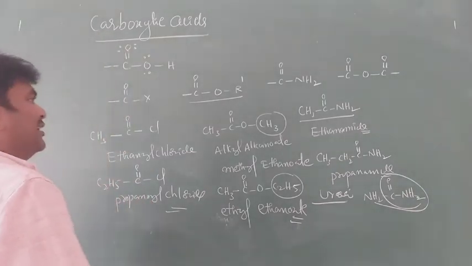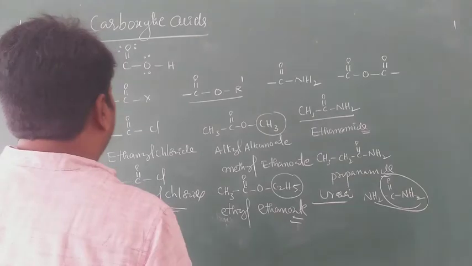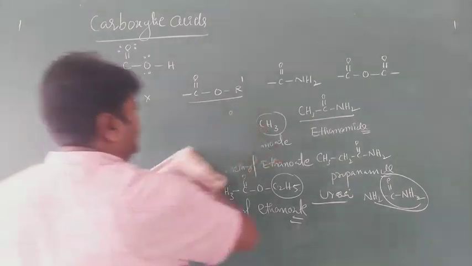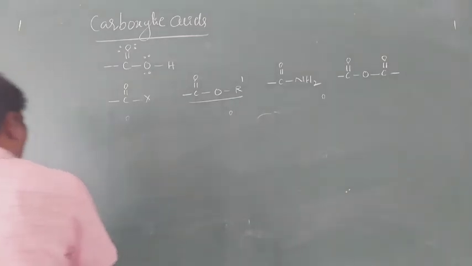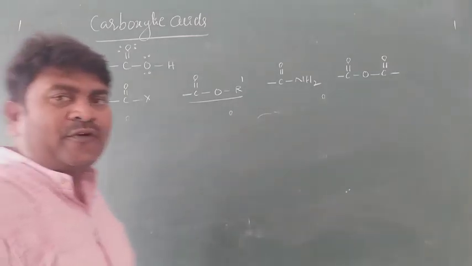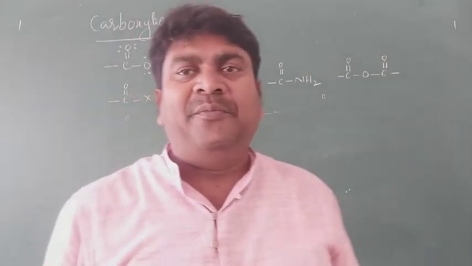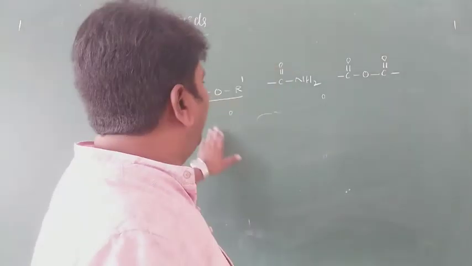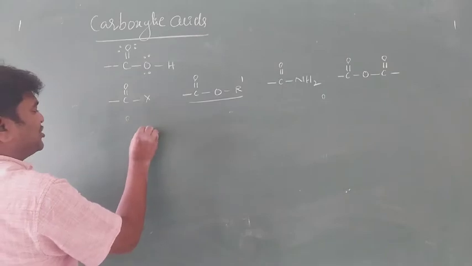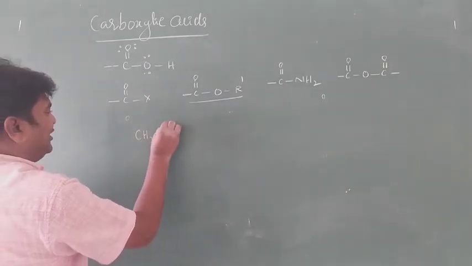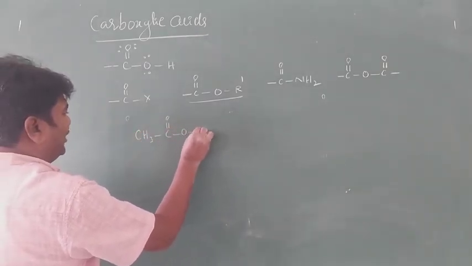Last one is anhydride. Suppose how is anhydride formed? 2 acid molecules are combined to form an anhydride. During the formation of anhydride, a water molecule is eliminated. For example, CH3, C double bond O, OH.